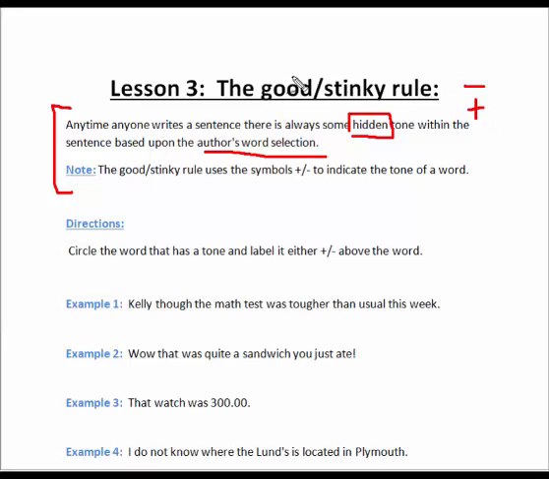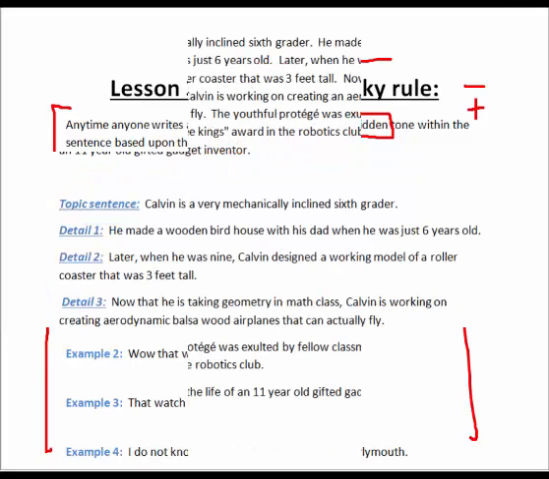The good stinky rule will be designated by plus minus signs. Plus for good, stinky will be designated with a negative symbol here. We are going to look at a couple examples here. This will actually be a quiz that we'll take. I'm going to have you turn the video off and go ahead and work with this material. But before we do that, let's go back into lesson 1 and look at the paragraph that we had written before about Calvin. So let's go ahead and take a look at that passage. One second here, we'll go back to that paragraph.